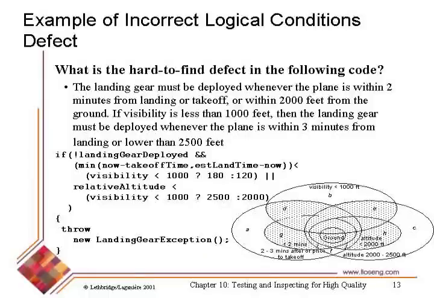So to do a thorough job of testing, in a safety critical system like this, I have to test values that are in each of these intersecting ranges. So for example, area A is 2 to 3 minutes after or prior to takeoff, within that 2 to 3 minute range. Area D is the intersection of this 2 to 3 minutes after or prior to takeoff and visibility less than 1,000 feet. So I want to do a test which has both of those things true at the same time. All right?